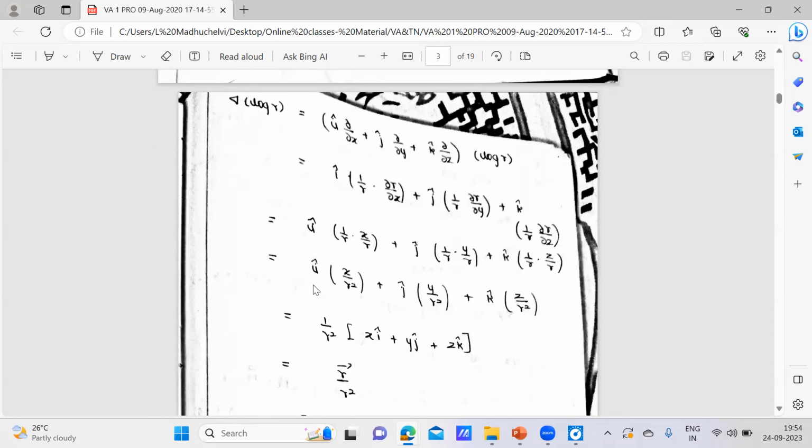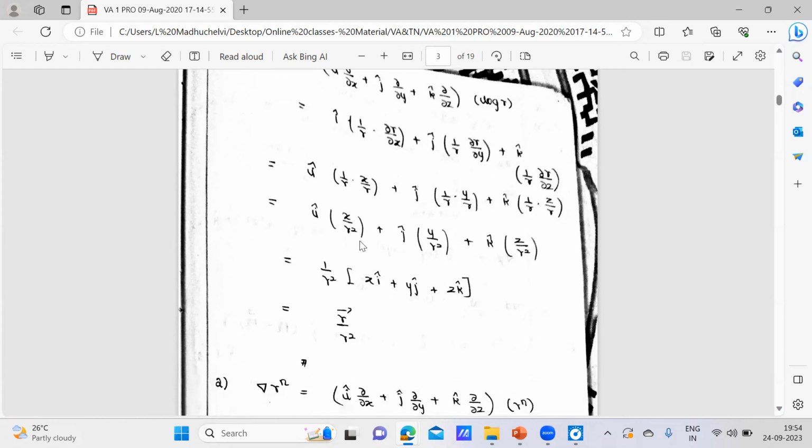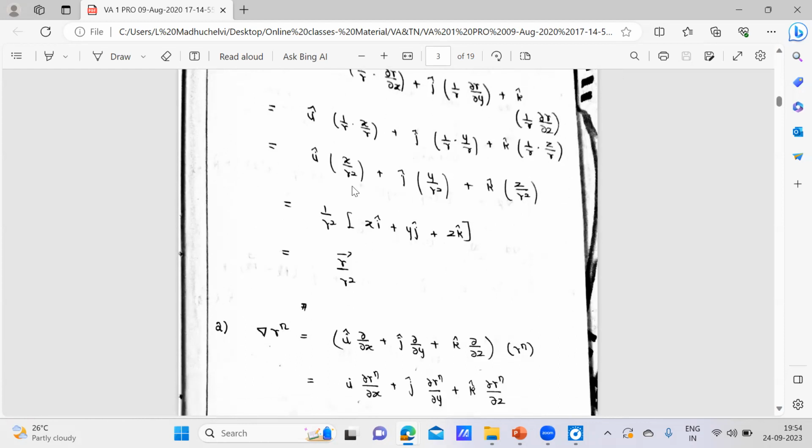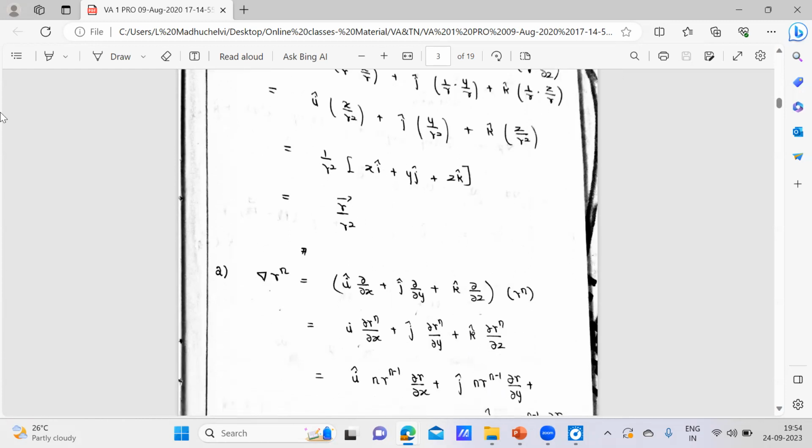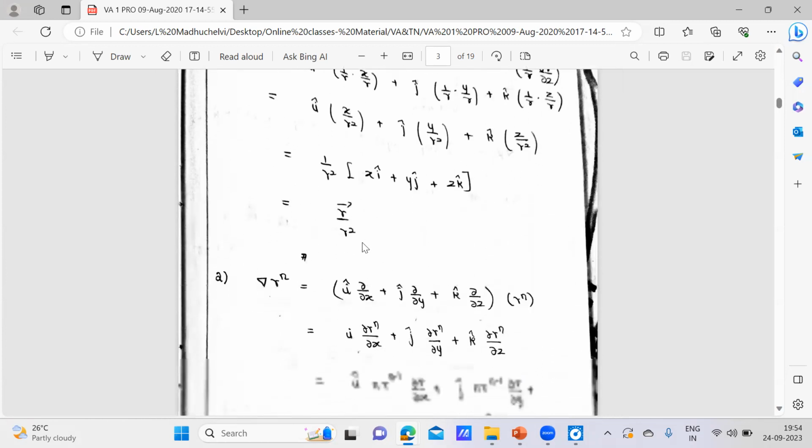We get I into x by r square plus j into y by r square plus k z by r square. Let us take 1 by r squared outside. Then we get xi plus yj plus zk. What is xi plus yj plus zk? This is r. So r by r squared. We found that r by r squared, that is equal to del of log r.